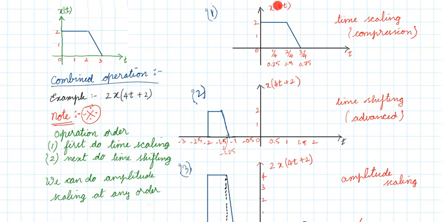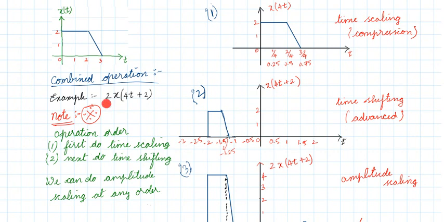If you observe this, first we are doing time scaling. We are dividing everything by 4. Since we are defining x of 4t, we divide everything by 4, and we get 0, 0.25, 0.5, 0.75. Now x of 4t plus 2. So the whole signal shifts left by 2 units. So 0 comes to -2, 0.25 comes to minus 1.75, 0.5 comes to minus 1.5, 0.75 comes to minus 1.25. So this is x of 4t plus 2. We have done the second step also.